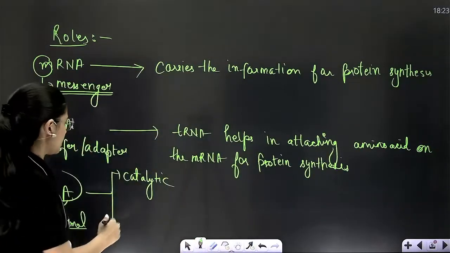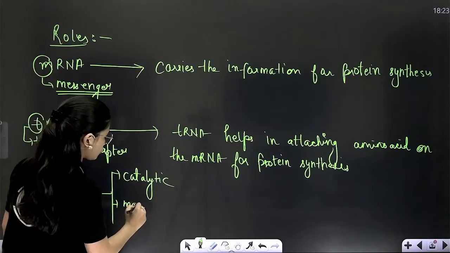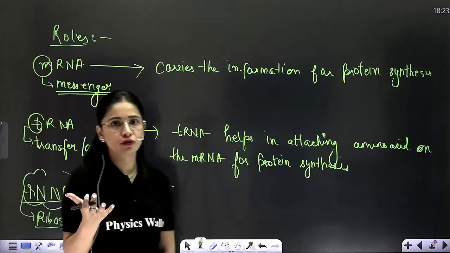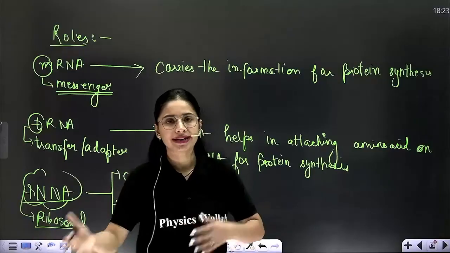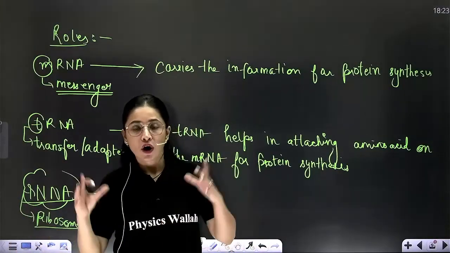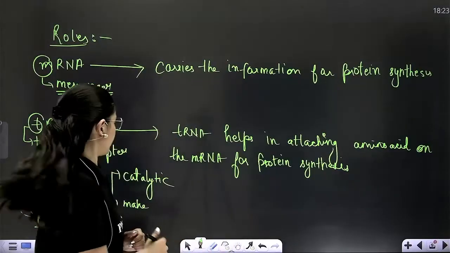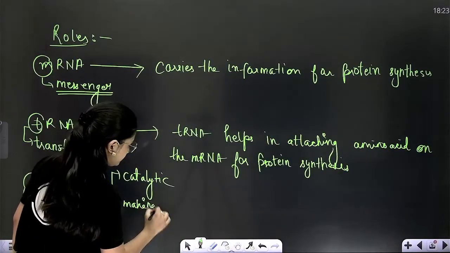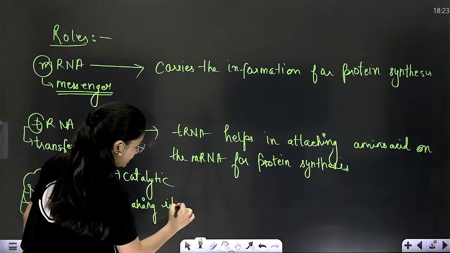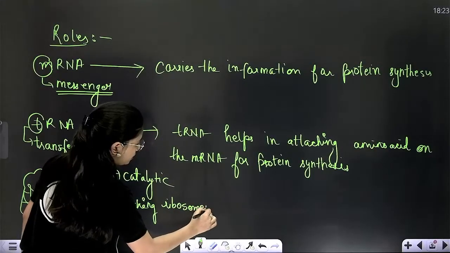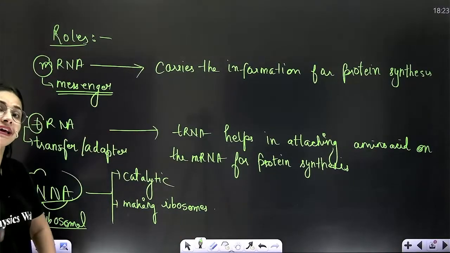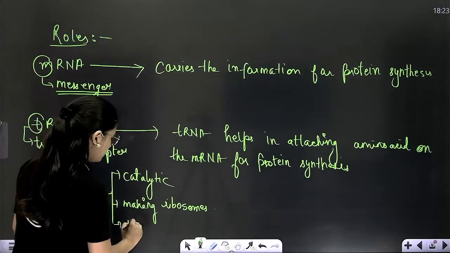Apart from this, they also make ribosomes. The units of ribosome, 70S, 30S, 50S, 80S, 60S, 40S, all these units are made up of different types of rRNA. So they help in making ribosomes, right? Thus, they help in translation.